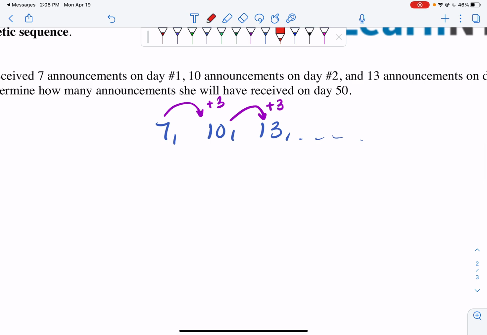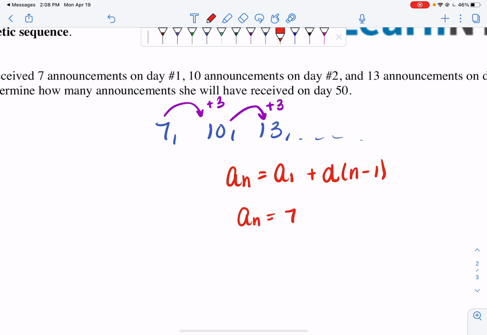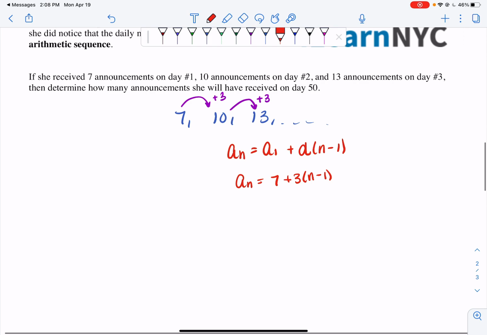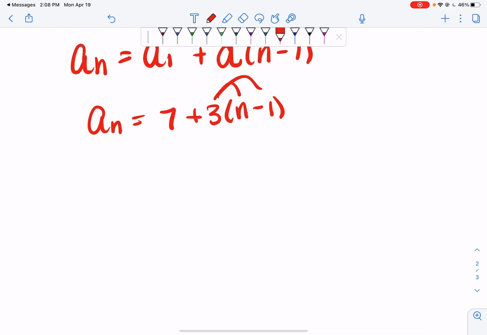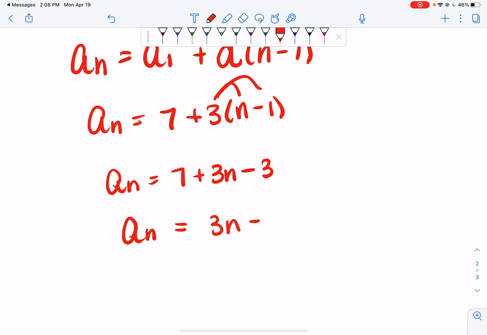So I rewrite my rule. So a sub n equals a sub 1 plus d times n minus 1. A sub 1 is my first term. My first term is 7. My common difference is what I'm going up or down by, so it's a 3. And that's my rule. I'm going to distribute and then combine. So 3 times n is 3n. So I have 7 plus 3n minus 3. Combine the 7 and minus 3. I get 3n plus 4.